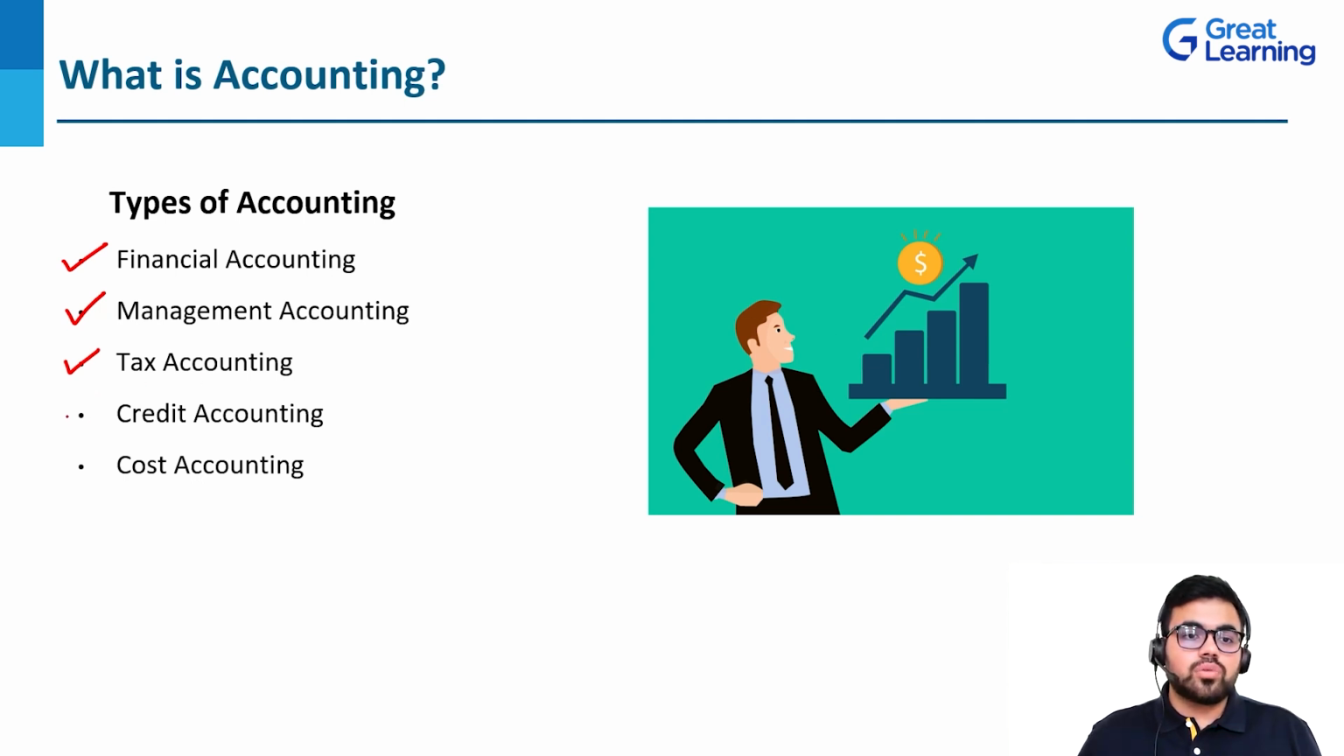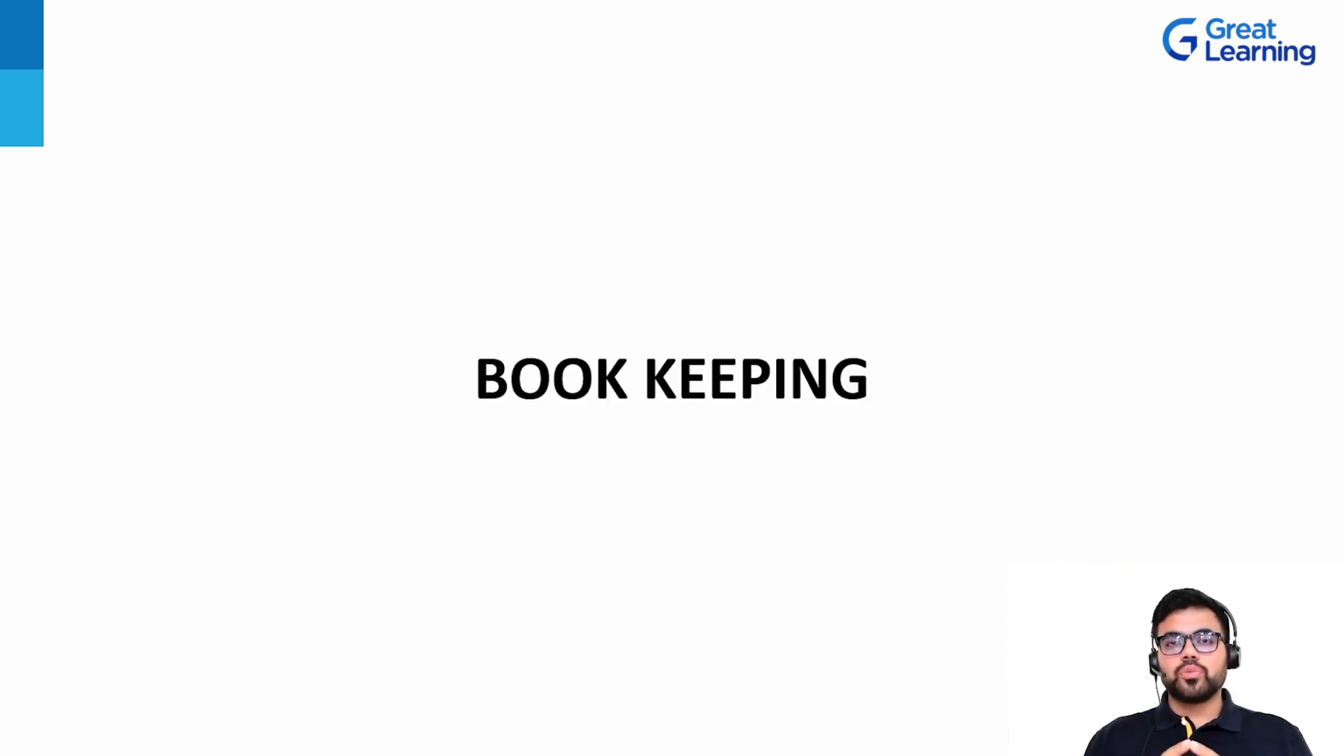The last type of accounting is cost accounting. Now, cost accounting is a subset of management accounting, which deals primarily in the cost side of the company. So, the cost can be cost of production, cost of operation, and other miscellaneous variable costs. Next, we move on to bookkeeping.